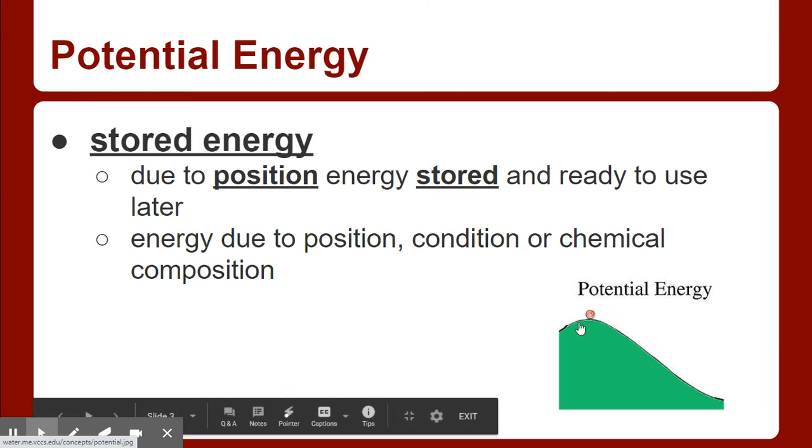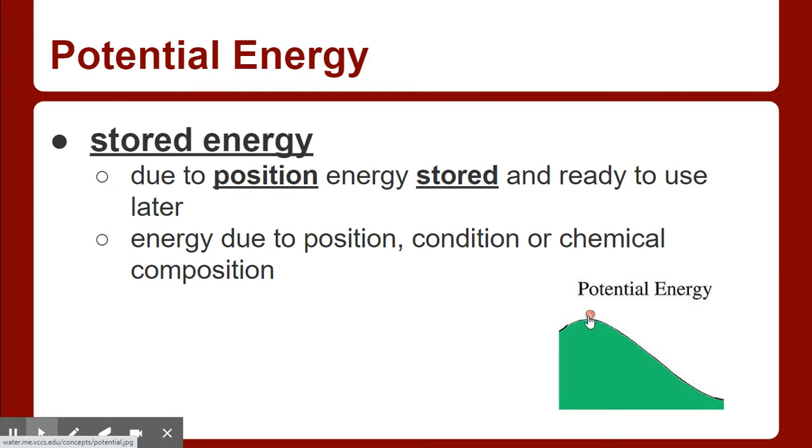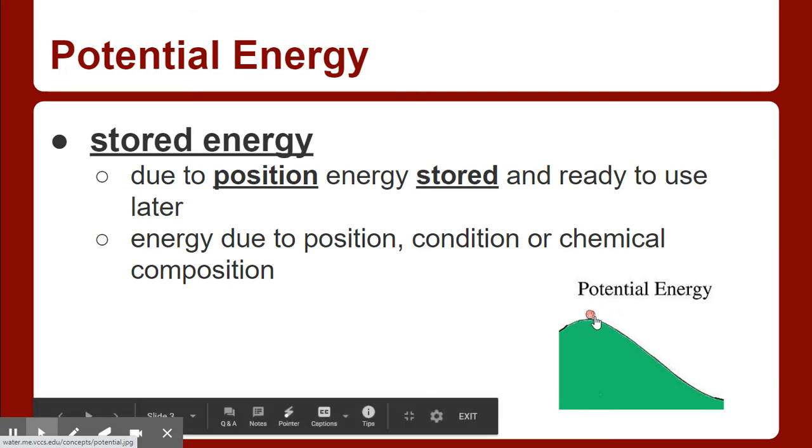In this example, in the picture, you can see that this marble at the top of the hill has potential energy. It can change very easily. Its energy can move, can change. It's got lots of energy stored up here at the top of this hill, and that can be released as it rolls down the hill.